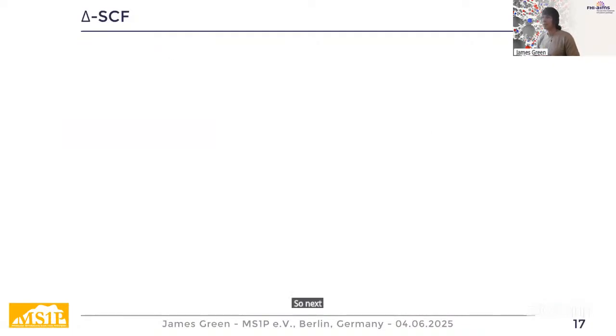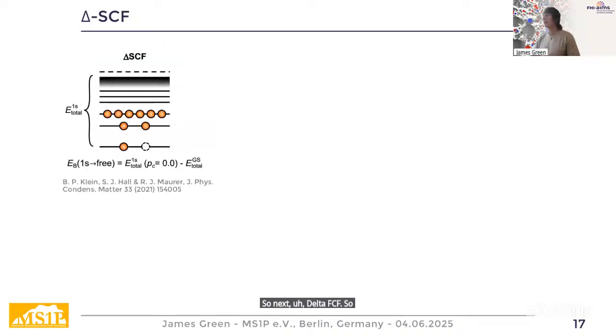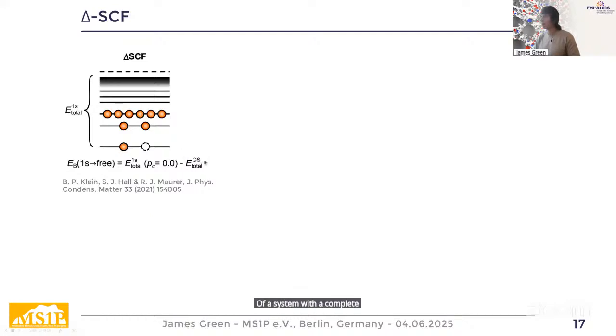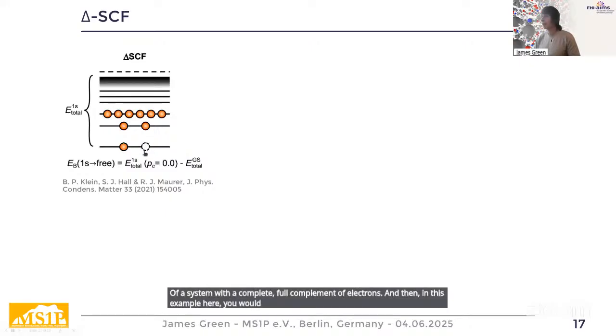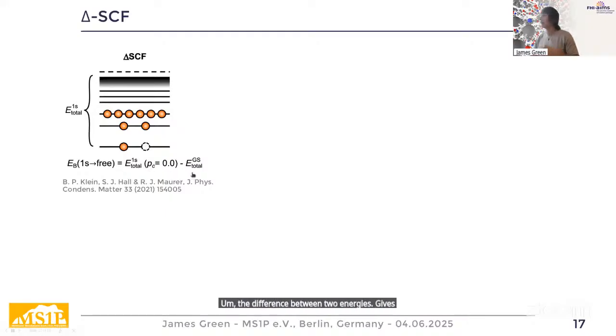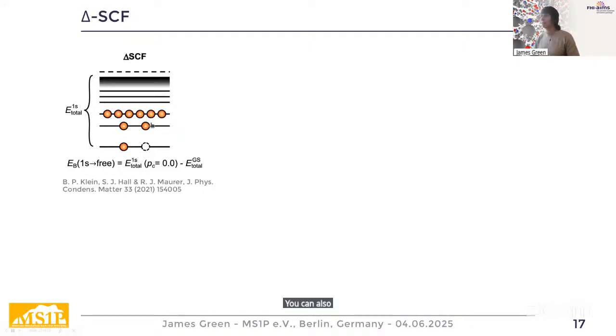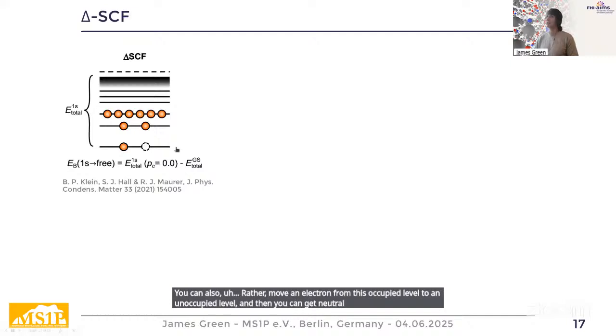So next, delta SCF. The idea behind this is that you would do an SCF, for example, DFT calculation of a system with a complete full complement of electrons. Then in this example here, you would remove an electron and do another SCF calculation, in this case a 1s electron. And the difference between the two energies gives you an ionization energy for the 1s electron. You can also rather move an electron from an occupied level to an unoccupied level, and then you can get neutral excitations as well.